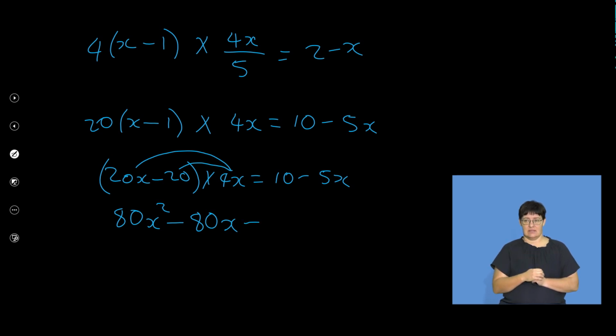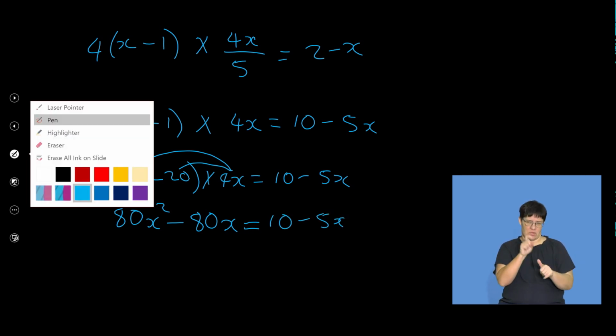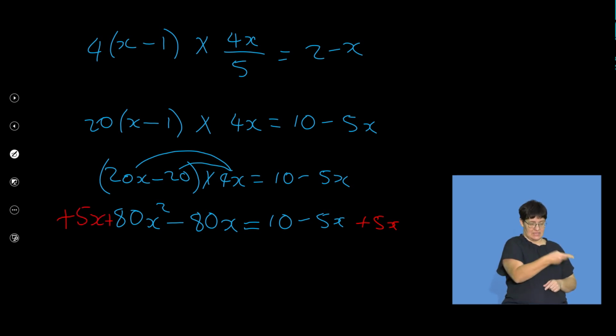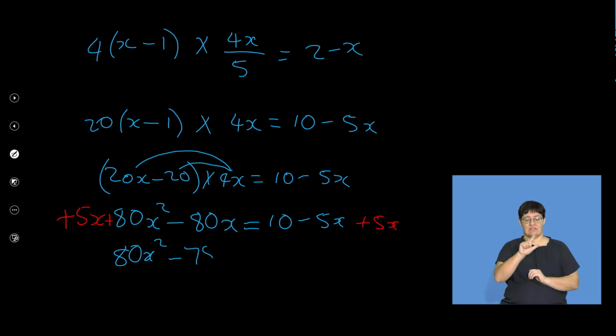and then minus, or rather, let me just write it as is so that we do it step by step and don't rush it. And then you add the additive inverse on both sides. Remember why? Because I'm trying to get the x to be on one side and the values on one side. So I must add 5x there, and I must also add 5x here. So that will then give me 80x squared minus 75x equals 10.